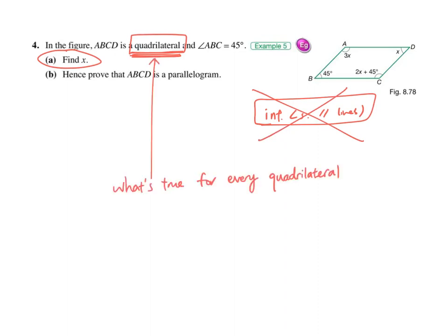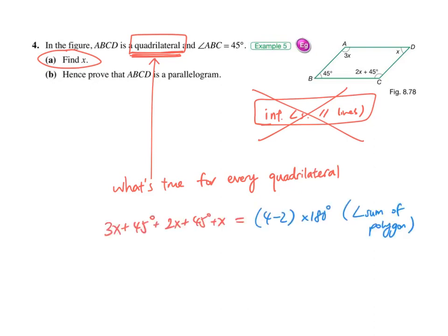What you need to think about is what's true for every quadrilateral. So you can make use of the angle sum of a polygon because it is true for every quadrilateral. After you find x, you can look at the opposite angles and claim that ABCD is a parallelogram. Opposite angles equal. So try to complete question number 4 yourself.